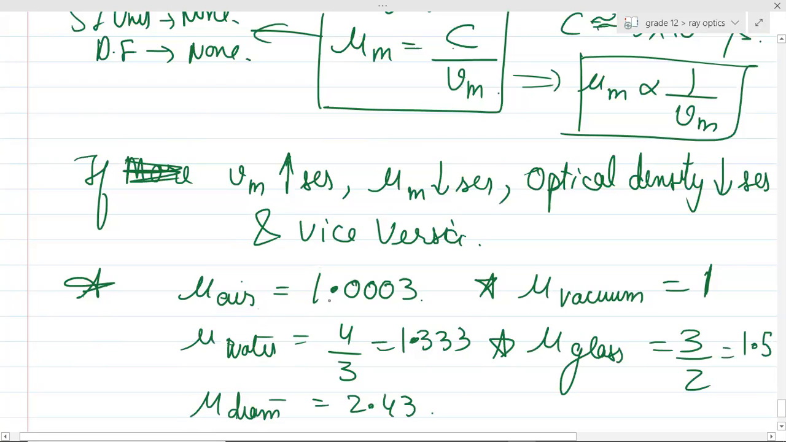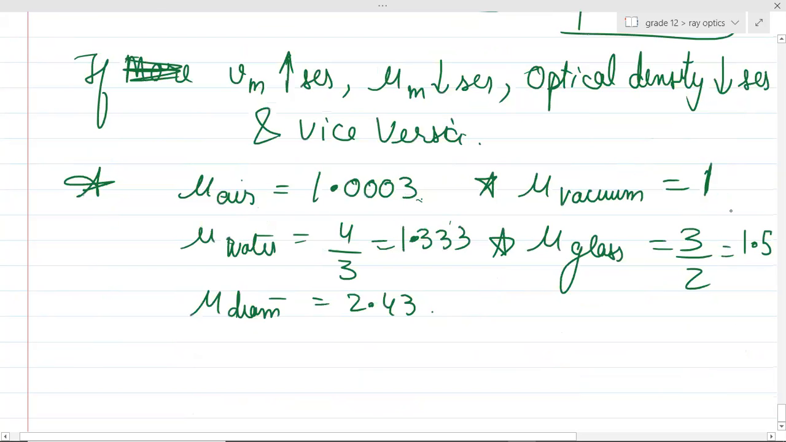Guys, please remember what this means. Refractive index of air is basically this. That implies the speed of light in air is 1.0003 times less as compared to vacuum. The refractive index of water is basically 4 by 3, so the speed of light in water is 4 by 3 times less than in vacuum. And 1.5 times less than vacuum for glass. Are you getting my point?